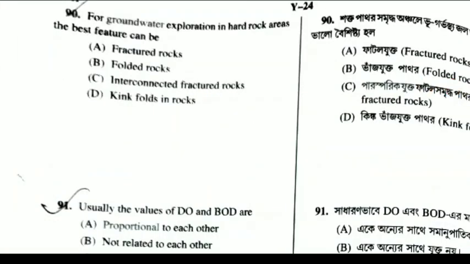The next question is, for groundwater exploration in hard rock areas, what can be the best feature? So if you want to know whether groundwater is present or not in hard rock areas, the best feature is what? So here the correct option will be option C, interconnected fractured rocks. If you are getting that, that means that place is good for groundwater, so we can explore there.